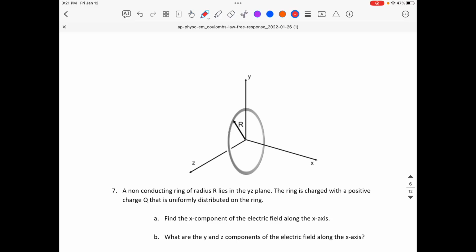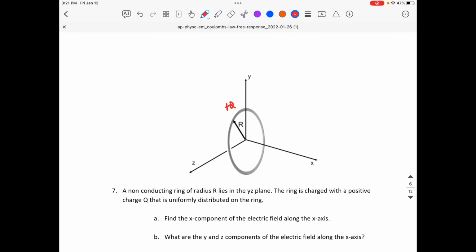Okay, so for problem number 7, we've got a non-conducting ring of radius r that lies in the yz plane, and the ring is charged with a positive charge. So we've got positive Q for the entire ring, and we need to find the x component.